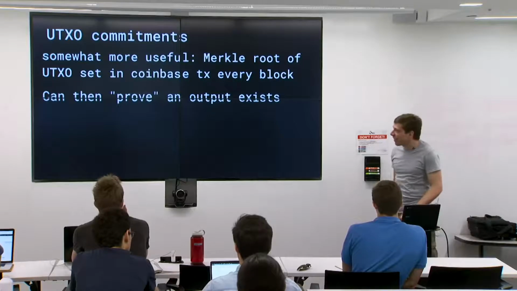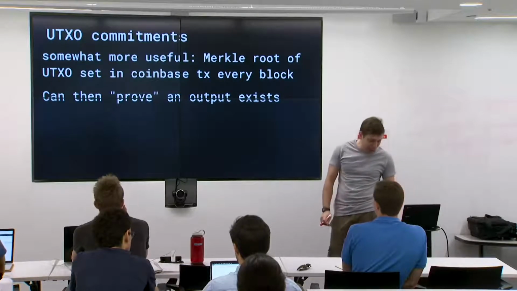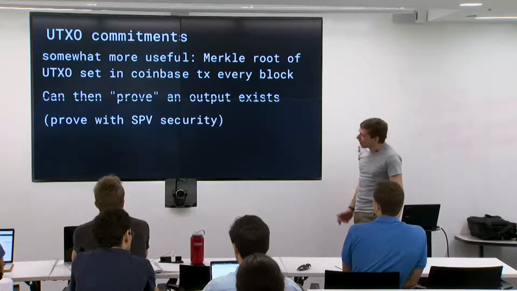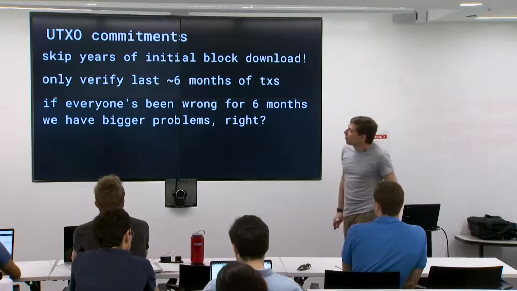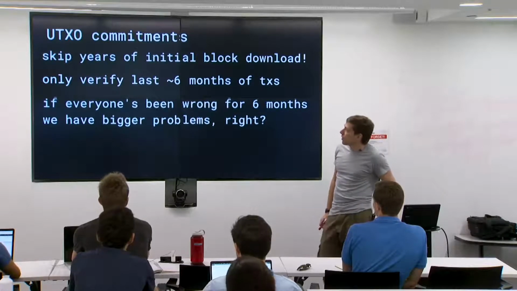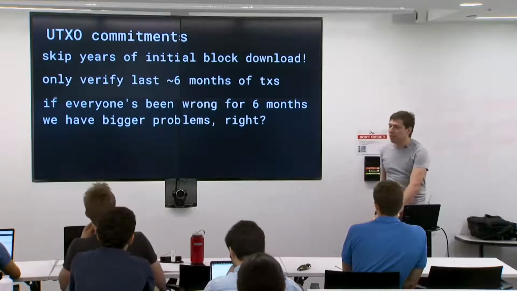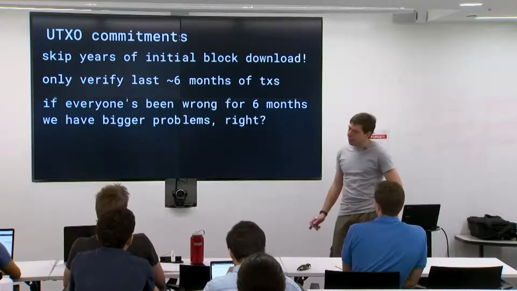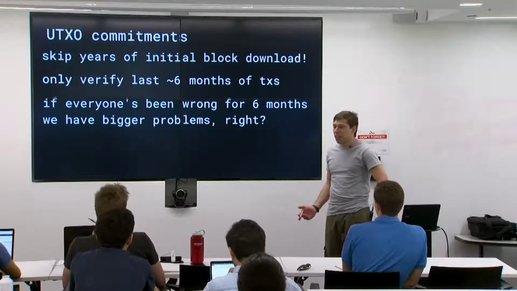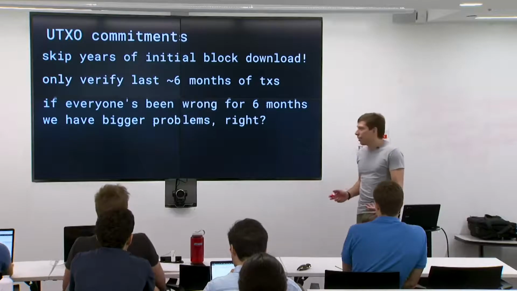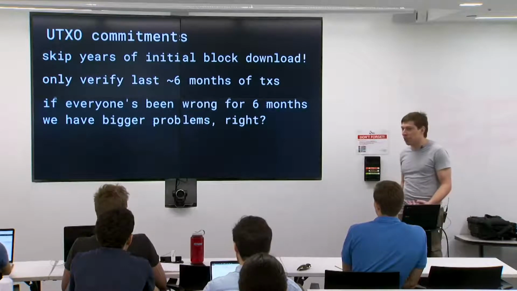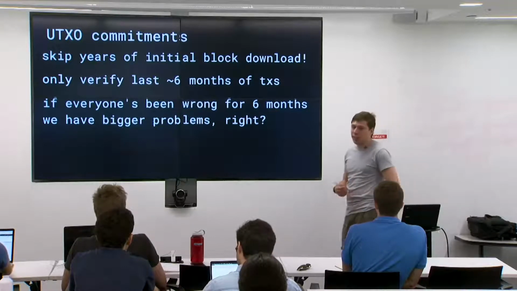A lot of people are like, yeah, we should do that. That would be cool. Yeah, you can prove with SPV security. So one thing you could do with it is skip years of initial block download. Say, I don't really care what happened from 2009 to 2015. I assume it was fine, right? I'm going to start my synchronization in 2016 and just synchronize the last 2 years.